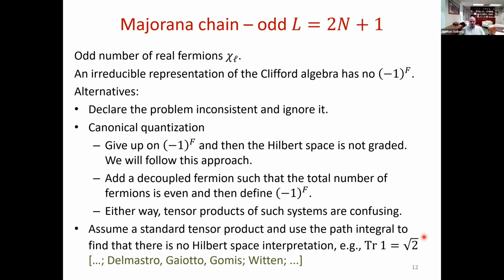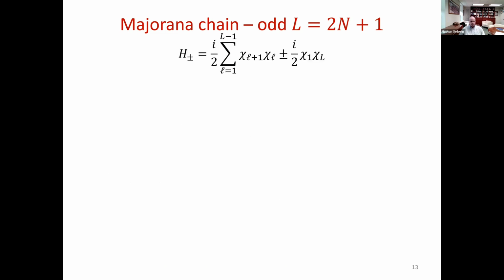As we do that, we find the trace of 1 after taking the square root is root 2, and it does not have a Hilbert space interpretation. So either way, an odd number of fermions is subtle, and maybe the right approach is just to declare it inconsistent and ignore it. But I'm going to follow this approach and see where it leads us.